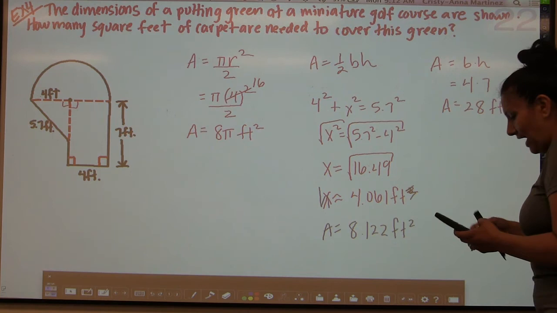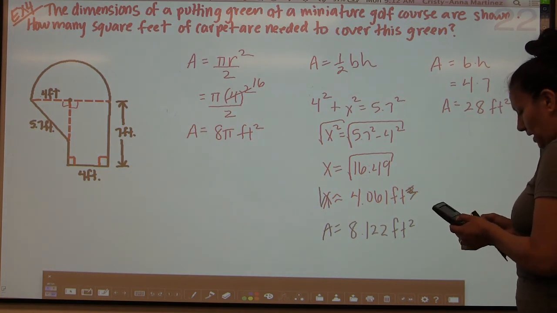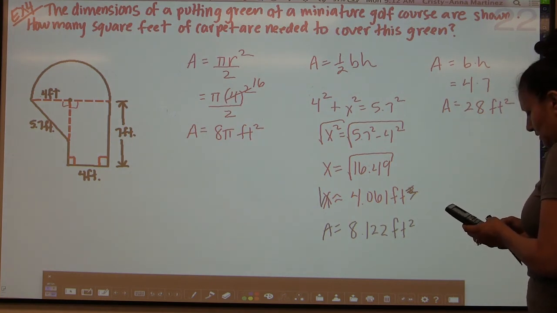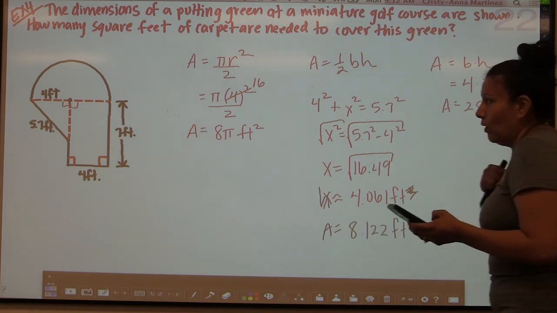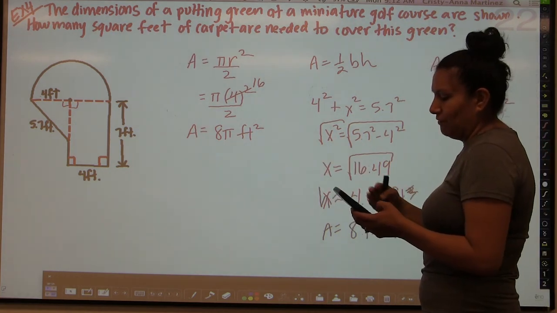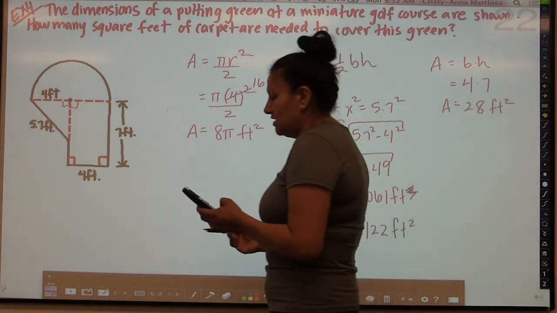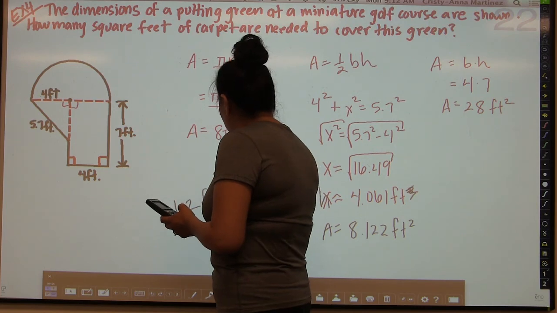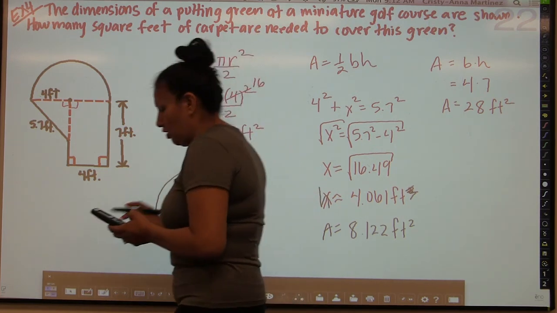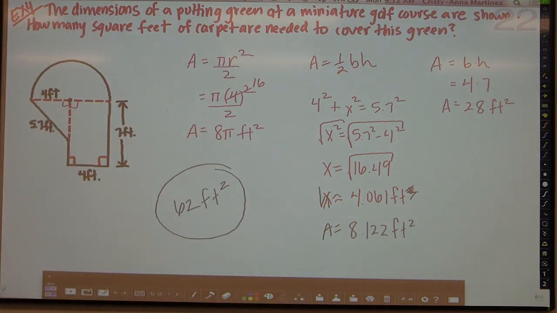And now we're going to take that and add it with the 8 pi and add it to the 28. And you actually get 61.25. And again, if you want to have enough carpet, you're going to have to go to the next square foot. So 62 square feet of carpet are going to be needed. So sorry about that. I'm glad I caught that before I finished my video. Alright, so there we go.